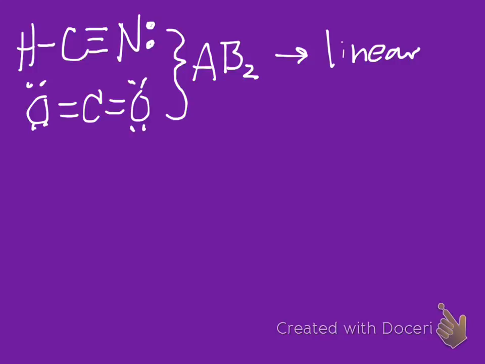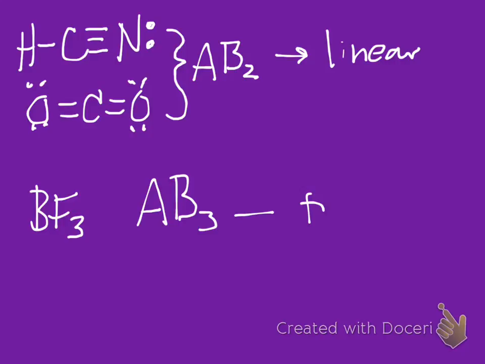Okay, so let's look at our friend here, boron trifluoride. So we have a central A. How many things are bound to the central? 3. No unshared pairs. That's an AB3. AB3s will always be trigonal planar, because you're getting those 3 things as far out as possible.